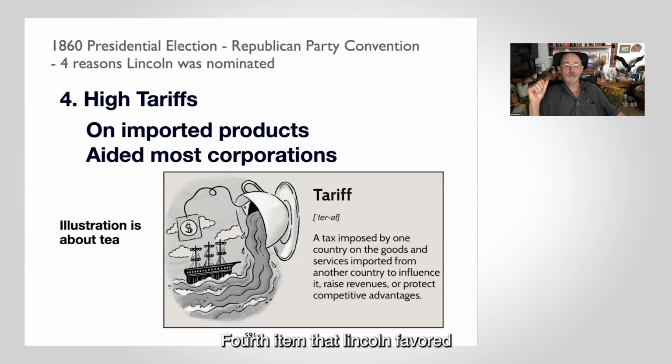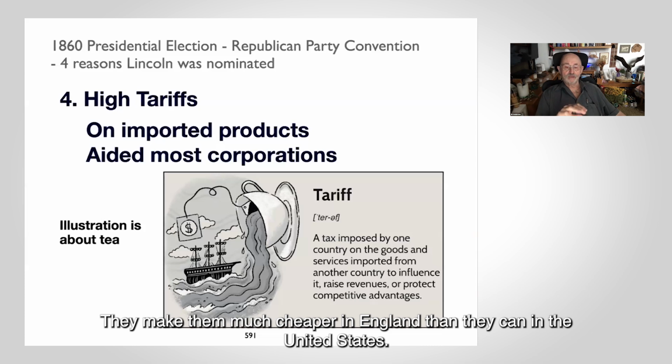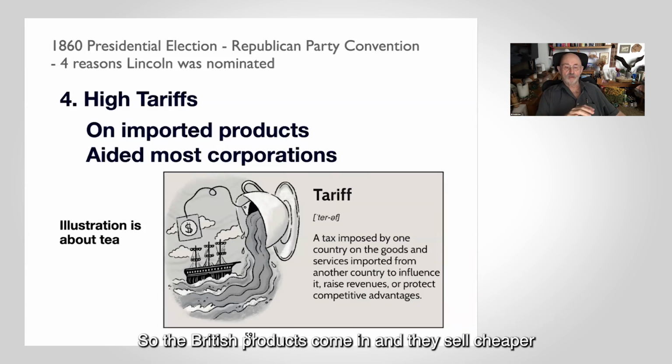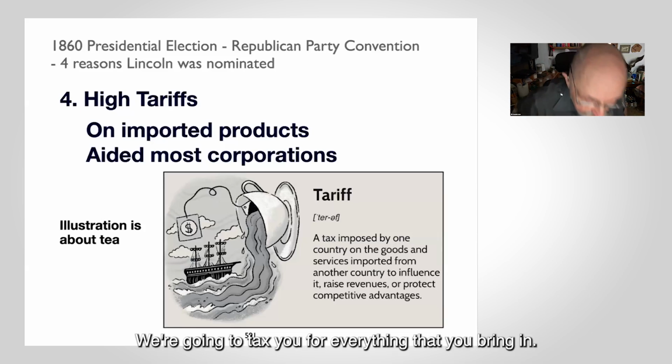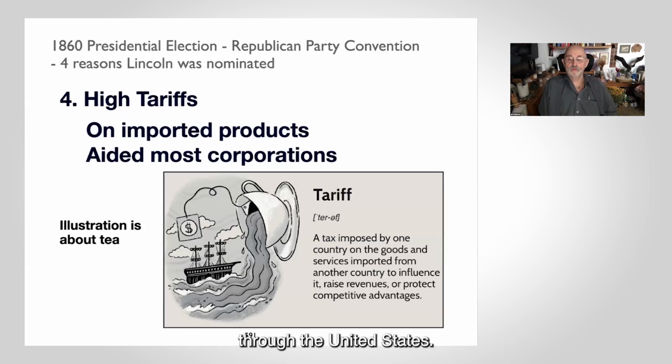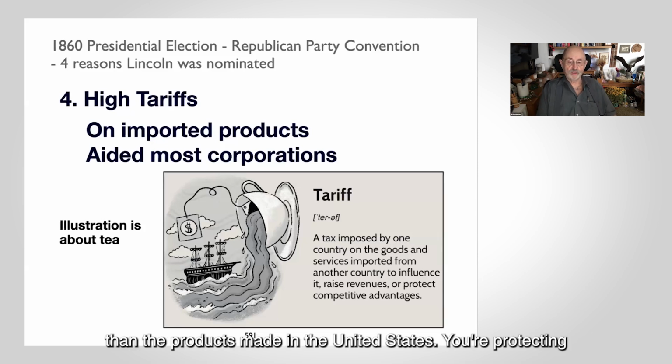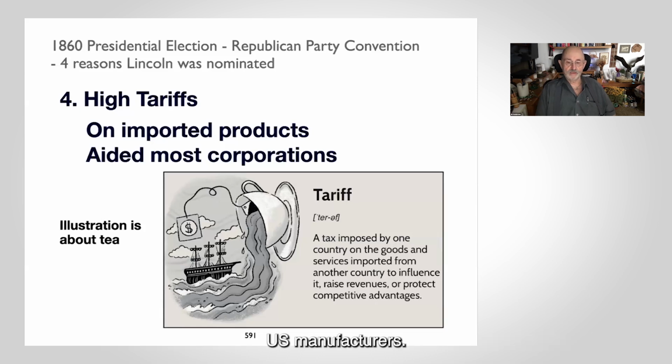Fourth item that Lincoln favored was high tariffs. These are taxes on items that are imported from other countries, and they make them much cheaper in England than they can in the United States. So the British products come in and they sell cheaper. Well, if you put a tax on them, you're a foreign country coming into our country, we're going to tax you for everything that you bring in to the United States. That raises the price of their products so that they become more expensive than the products made in the United States. You're protecting US manufacturers.